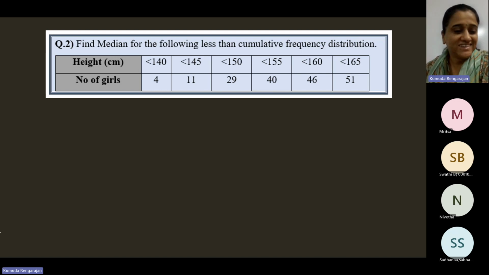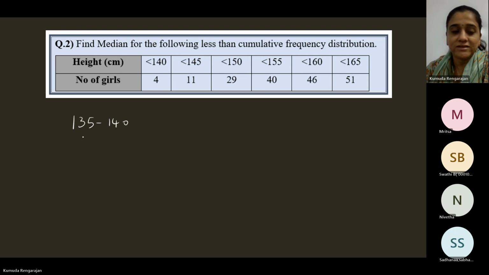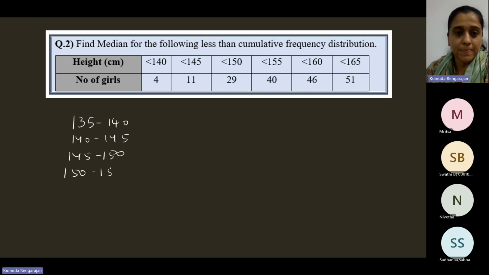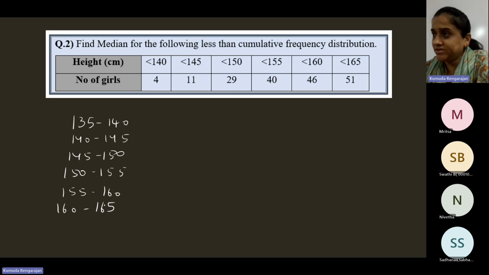Got it? Yes. Tell me, Bhavishya. 135 to 140. Okay. Is there any cumulative frequency 0 here? No. So you should take all the values. And these are less than values. So they are the upper limits. So 140, 145, 150, all these are the upper limits.